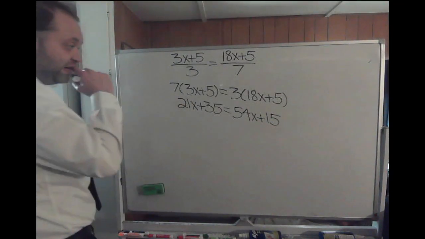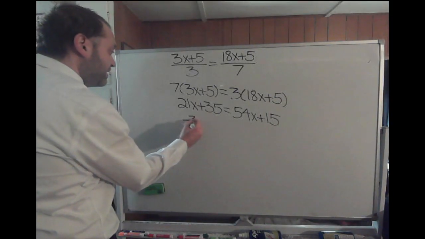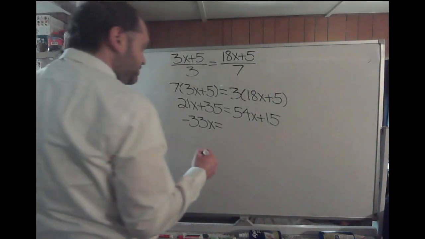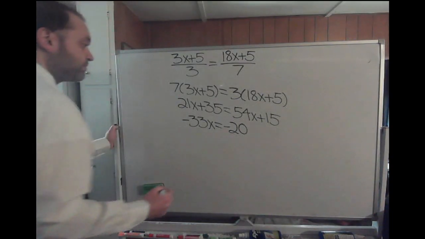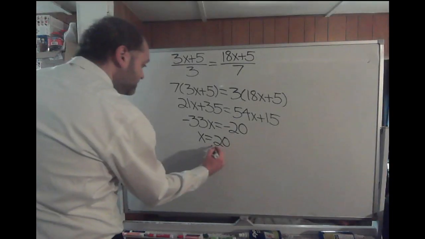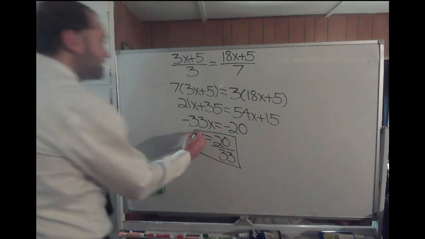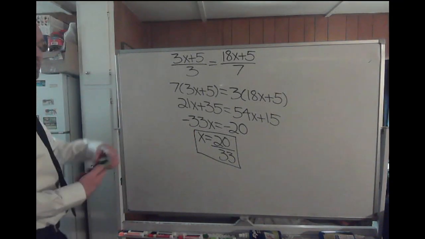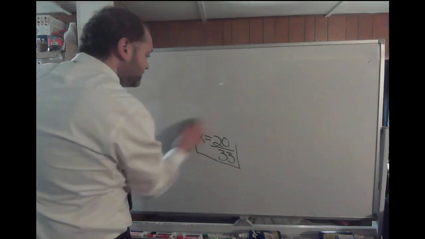Which now, when you simplify this, you'll end up getting negative 33x is equal to negative 20, which then would just give you that x is equal to 20/33, which doesn't reduce any further. So the answer for x that you should get is that x equals positive 20/33. That one was not pretty, but that is the real world with proportions.